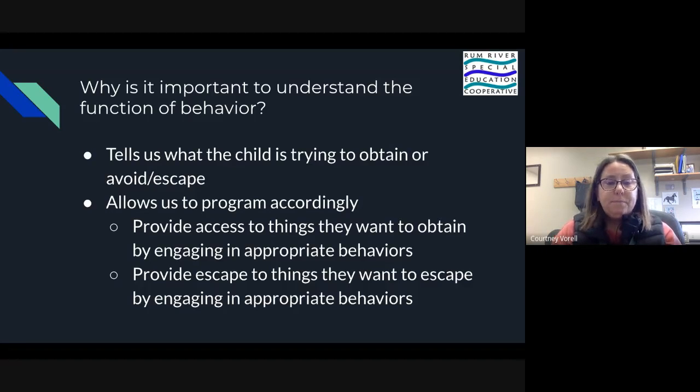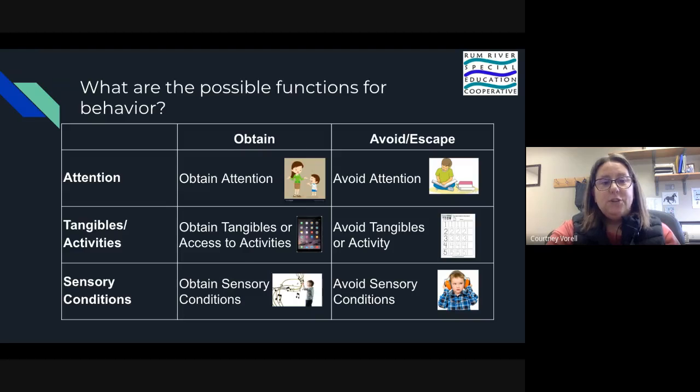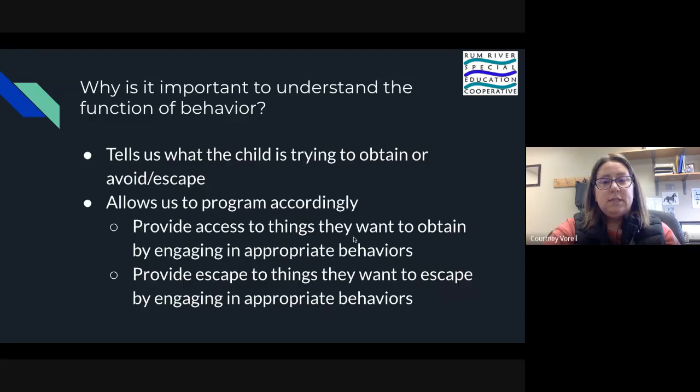So the way we do that is we try to provide access to the things they want to obtain. So remember on this chart, if they're trying to obtain attention, tangibles, or sensory conditions, we're going to try to provide those things that they want by engaging in appropriate behaviors. So that's where token boards often come in: hey, you can chew on things, you can go take a running break, you can leave the classroom and take a breather. These are all things that you can do, but you're going to do it by first engaging in some sort of appropriate behavior.